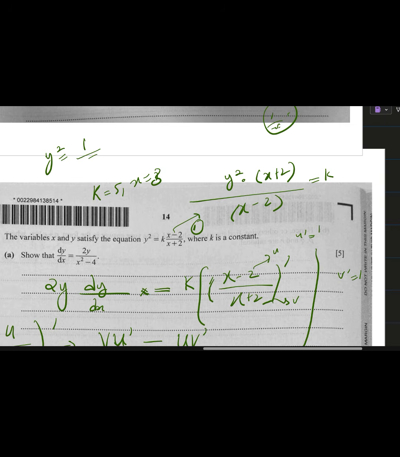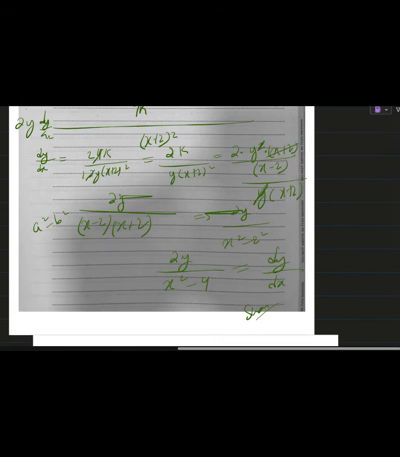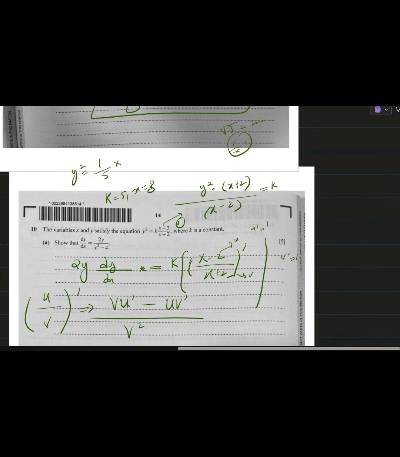So y squared equals 1 over 5 into, 3 minus 2 is 1, and 3 plus 2 is 5, so y squared will be equal to 1 over 5 into 5. So y squared will be equal to 1, and y will be equal to plus or minus the root of 1, which is basically 1. So y will be equal to plus or minus 1. So our set of coordinates will be (3, 1) and (3, minus 1).